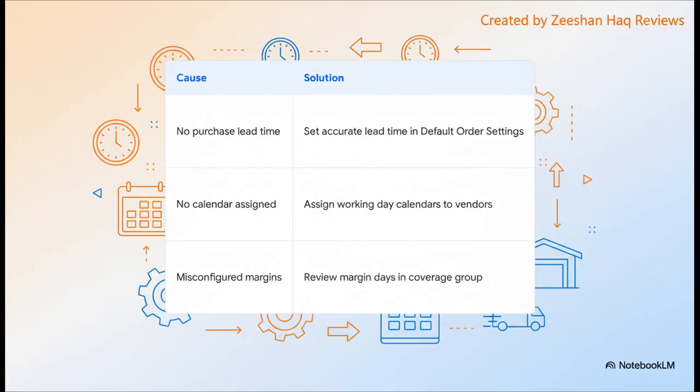commitments. The logic here is really all about time. The system calculates backwards from the date you need something. If you haven't defined a purchase lead time, it just assumes it's 0 days. And boom, you get a delivery date that's already passed. And what about weekends or holidays? Well, if you haven't assigned a working calendar to your vendor or your warehouse, D365 assumes they work 24/7. Setting accurate lead times and working day calendars is absolutely non-negotiable if you want realistic dates.